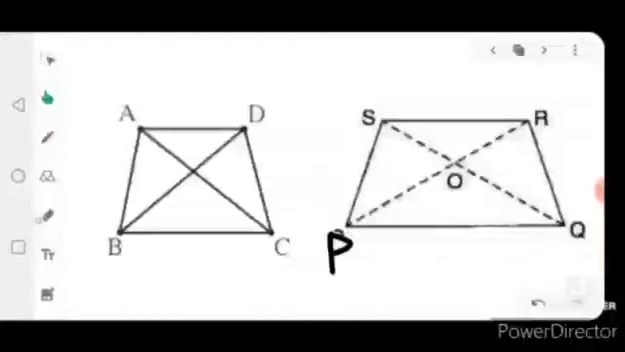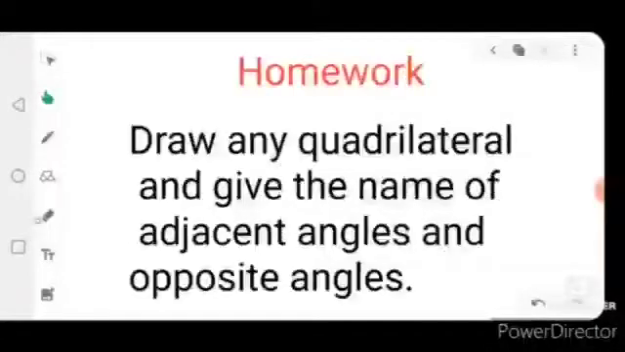Now students, comes your homework. The homework is to draw any quadrilateral and give the names of the adjacent angles and opposite angles. You will have to draw any quadrilateral in your notebook and name the angles, which angles are opposite and which angles are adjacent. So this is your homework.